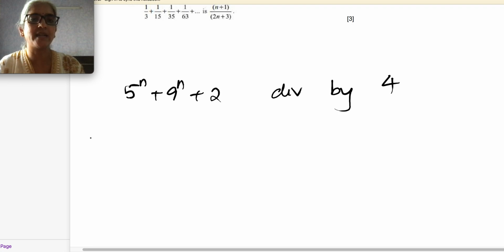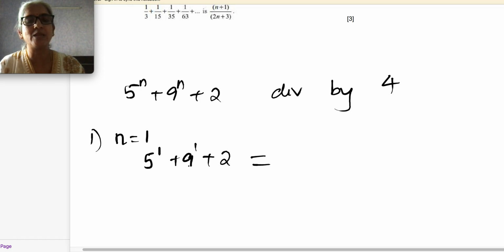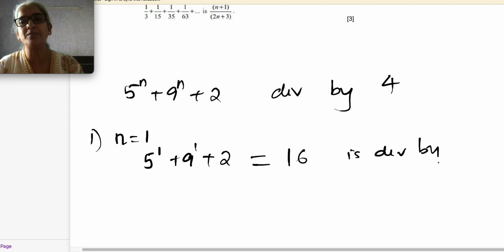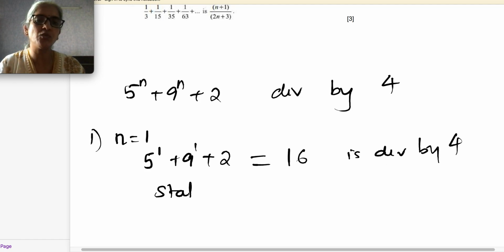Now let us start, and inductive reasoning, like I said, starts with specific cases and goes to a generalized case. So the first situation we will look at is, let n be 1 and let us see what happens to this statement. So 5 raised to 1 plus 9 raised to 1 plus 2 is equal to 5 plus 9, which is 14, plus 2 is 16, and 16 is divisible by 4. So the statement is true for n equal to 1. So one specific case.